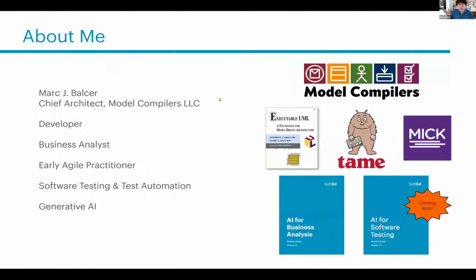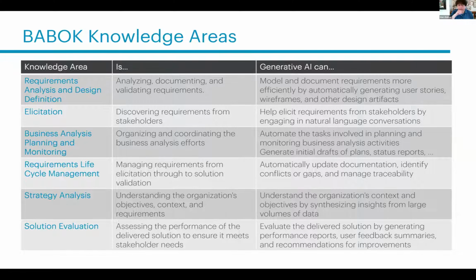Now, if you're familiar with the BABOK, the BA body of knowledge, you notice that there are 6 of these so-called knowledge areas. And one of the things that we do that I like to cover and present and show people is that generative AI is able to help in all of these areas. And in fact, this is kind of a highlight of what you're going to be seeing today in this webinar.